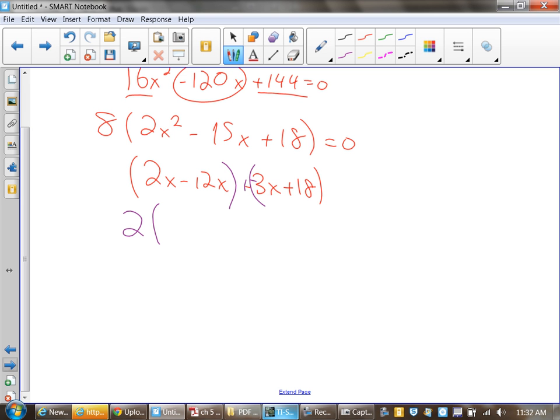So here's your 2. Negative 3. Yeah, this is where you get that. So it's 2x minus 3, x minus 6. So it's 3 halves and 6. There you go. Sorry about that. I didn't even double check that middle one.